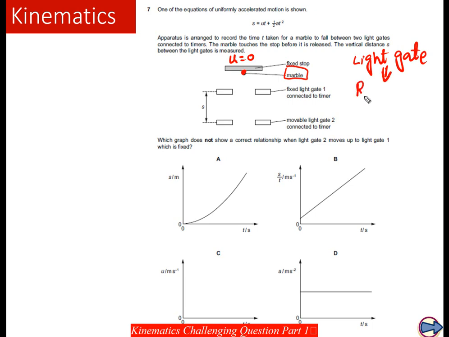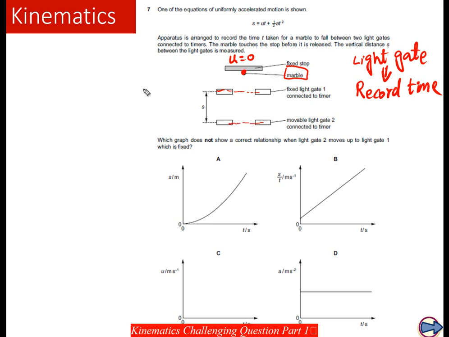So we need to understand we are using light gates to record time. This is one piece of information we need to understand. Now, how will a light gate record time? There's a beam of light, as the name is light gate. So this is one beam of light, and here is another beam of light.